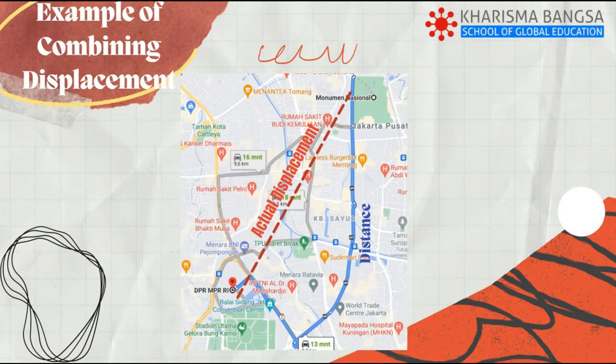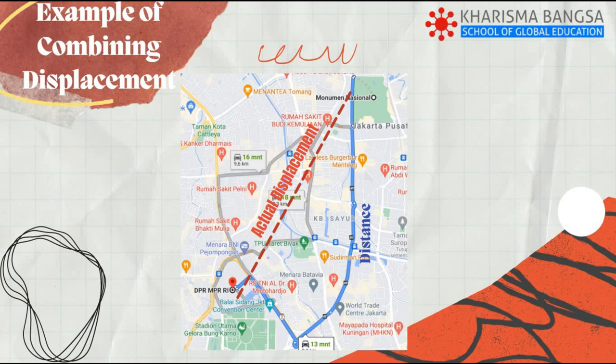Here, I have a map showing a track from Indonesia's national monument to the House of Representatives building. The blue line indicates distance, which is a scalar unit, and the straight red line denotes actual displacement, which is a vector unit. Because displacement is a vector unit, we can't draw it with curves and junctions like rail track or blue lines. Instead, we should draw straight lines connecting the initial and last point.